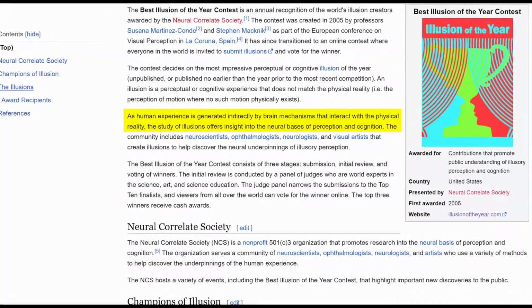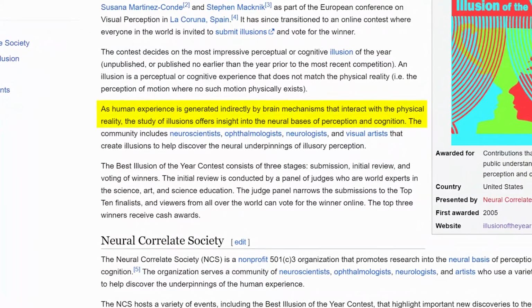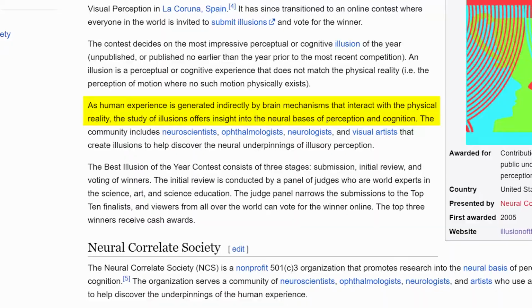But what is illusion? If you go to the page of the contest, there it says, human experience is generated by brain mechanisms that interact with physical reality. We see the world around us and we feel whatever we see around us is the reality. But this is not always true.